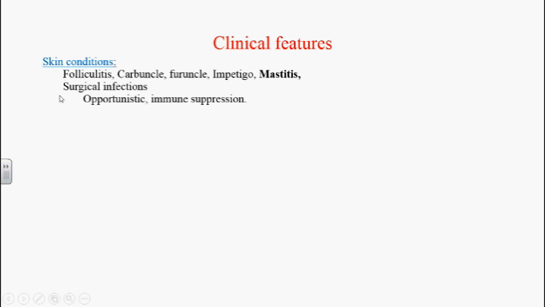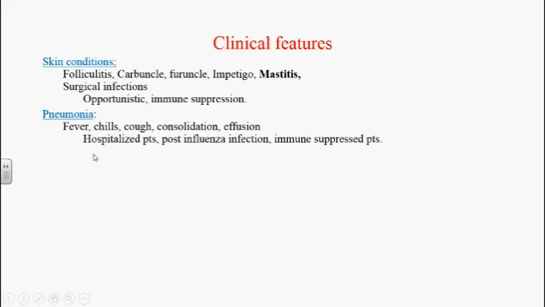Clinical features, clinical conditions that are caused by Staphylococcus aureus. It can cause different types of skin infections like folliculitis, carbuncle, furuncle, and impetigo, and it is one of the most important causes of mastitis, breast abscess. It can also cause surgical infections. Contaminated sutures can lead to skin infections, and the use of catheters, like urinary catheters, can also lead to infections in humans. It is very opportunistic, and people who are immune suppressed are more prone to get these infections.